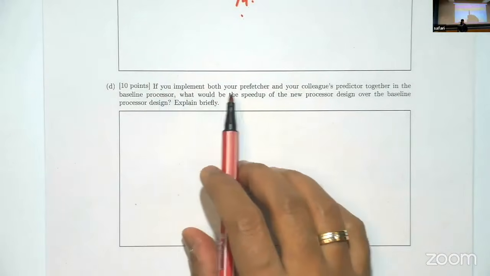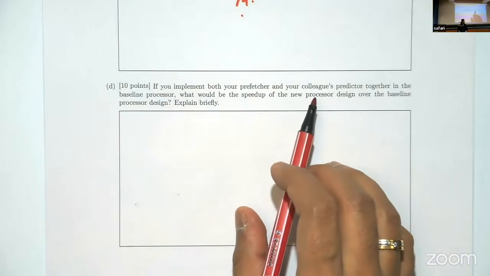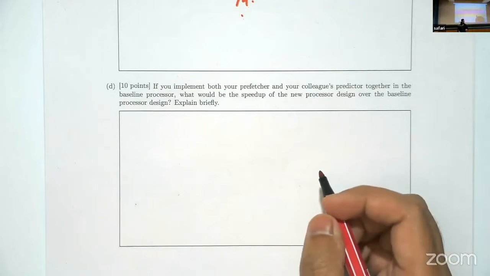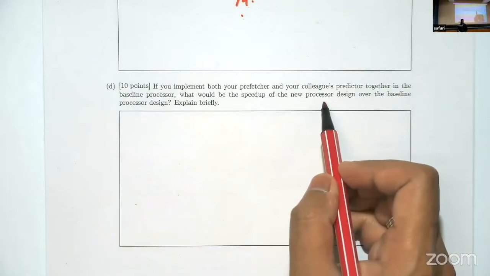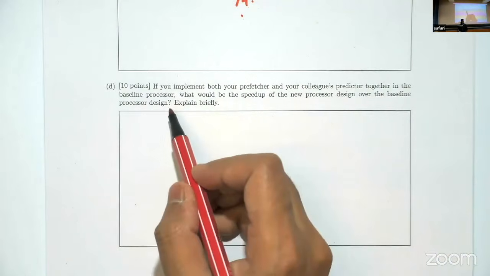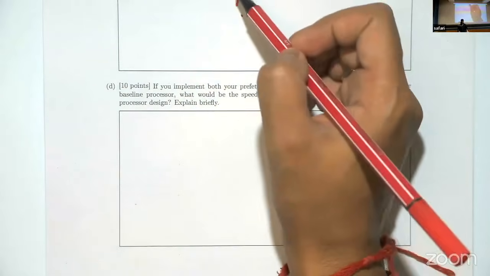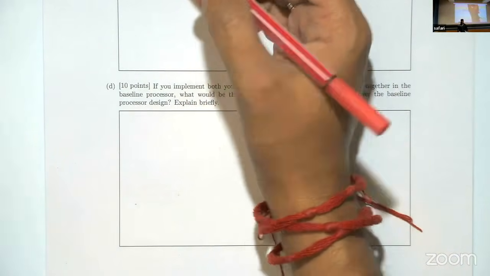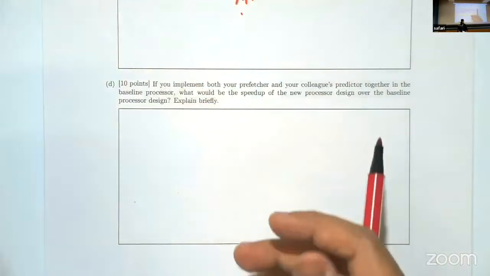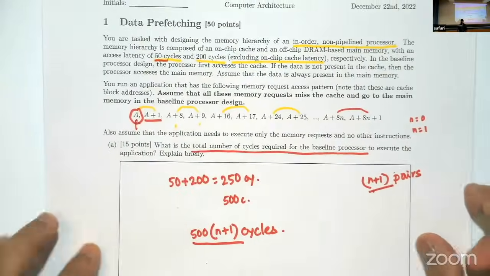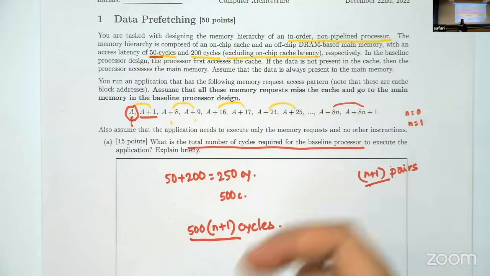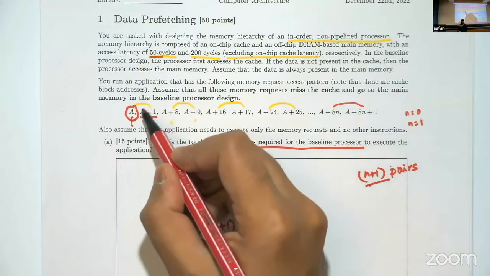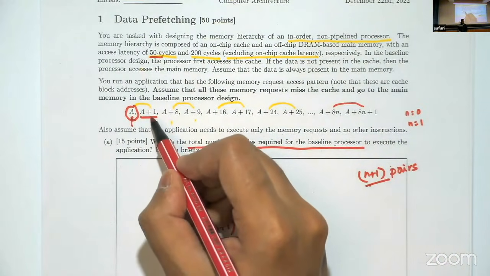So if you implement both your prefetcher and your colleague's off-chip predictor, now both of them are implemented together in the baseline processor, then what would be the speed up of the new processor design over the baseline processor design? Okay. So now we are basically combining question B and question C, the solutions together. So what would happen in this case? So consider this. Question B says that you have a prefetcher that can prefetch the second cache block. Like seeing A, it can prefetch A plus 1.